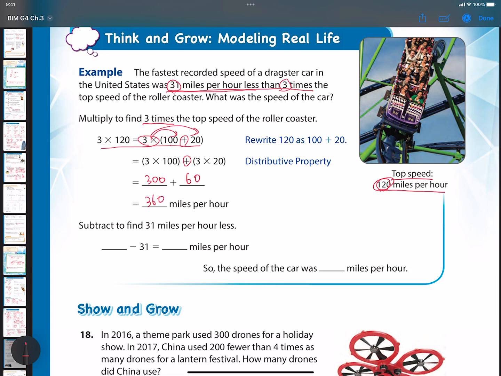360 miles per hour. But then subtract to find 31 miles per hour less, which is what? 360 take away 31 is 321. Sorry, let's do it. 31 take away, right? It becomes 5 and it becomes 10. 10 take away 1 is 9. 5 take away 3 is 2 and 3. 329 miles per hour. Okay, so the speed of the car was 329 miles per hour.